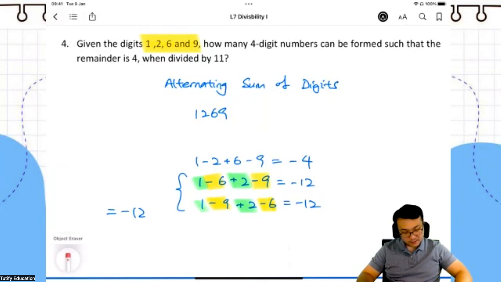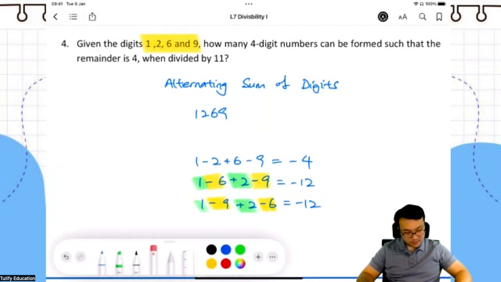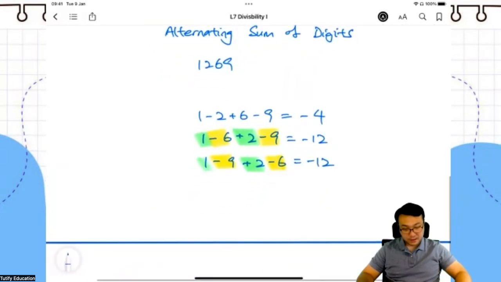Yeah. Okay. What other things can we try? Let's try 9 minus 1 plus 2 minus 6. What do we get?